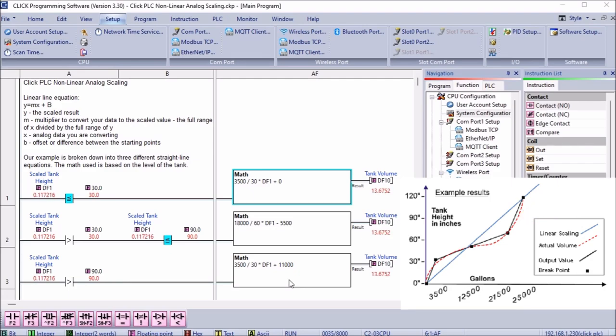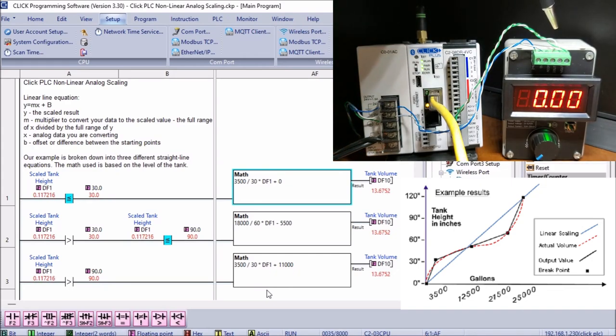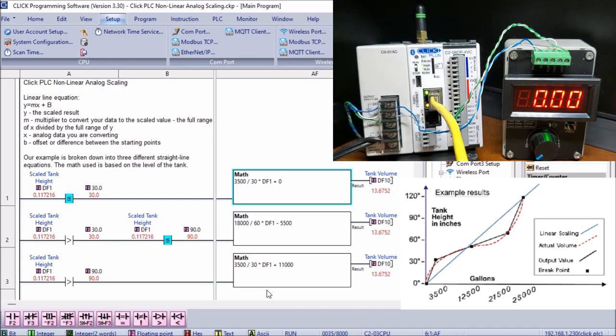And if you have more segments, then you would just continuously use that compare and use the appropriate math instruction to activate that section to get your linear signal. So right now, we already have our program sent over to our PLC, and we can actually look at our hardware here. You will see that we have our Click PLC right here, and then we have our signal generator located right here, which is providing a 0 to 5 volt signal into our analog input here.